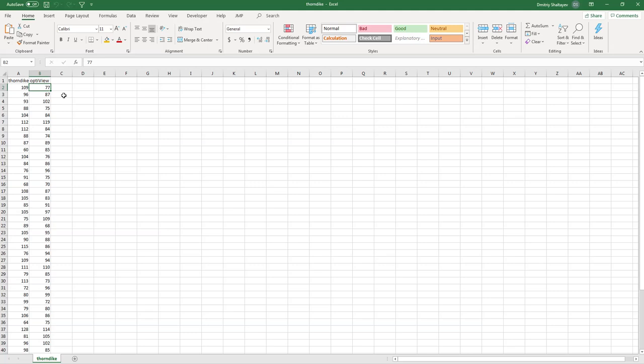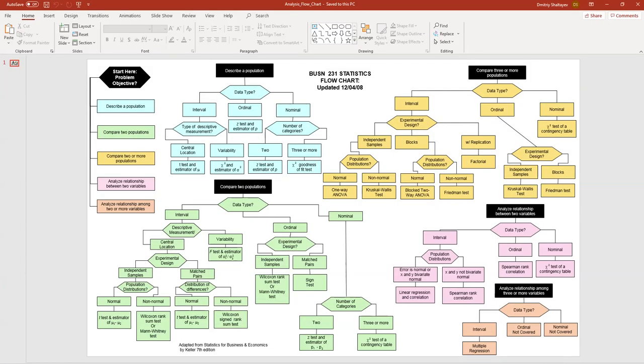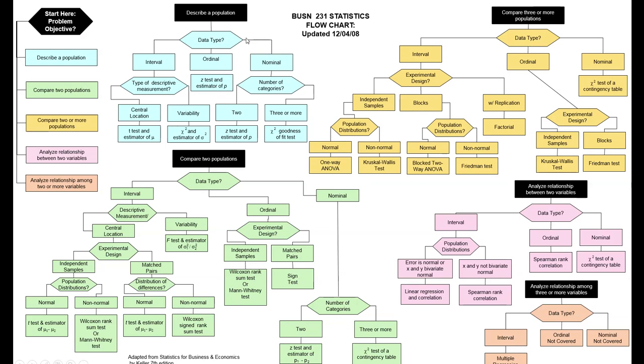Obviously, when you have matched pairs, that is, an observation from sample 1 matched with exactly one observation from sample 2, that's the first question that I have to ask myself. Actually, let's be meticulous about that. Let me not jump the gun here. Let's go back to the analysis flowchart. In this problem, I'm going to start with this starting point. I'm comparing two populations, Thorndike versus OptiView.